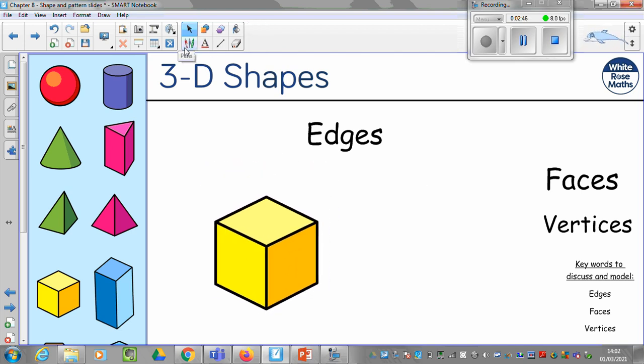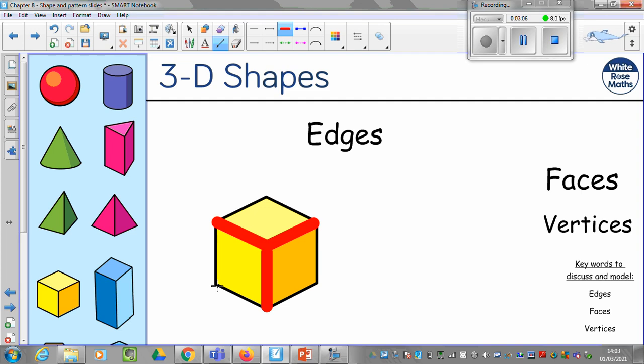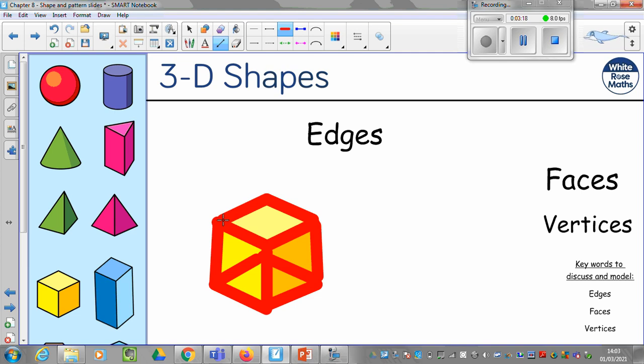So, for instance, I've got an edge here. There's an edge here, whoopsie. And there is an edge here. Now there are also edges here that connect to multiple different parts of our cube. Now there are lots of edges on a cube, and what I want you to do is go and find one in your house and see if you can count the edges. Okay, that's your first thing to do today.